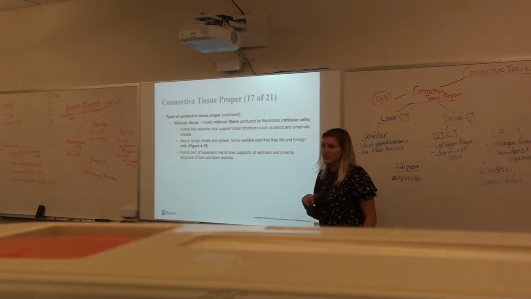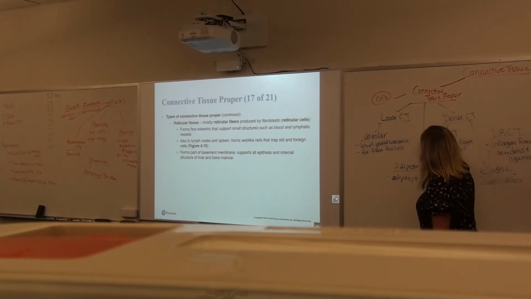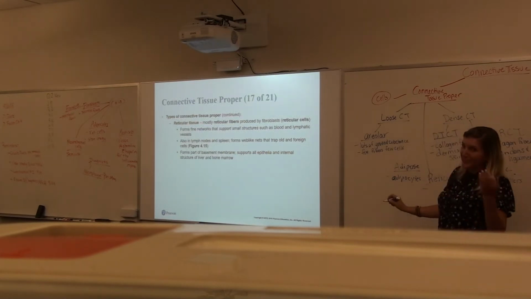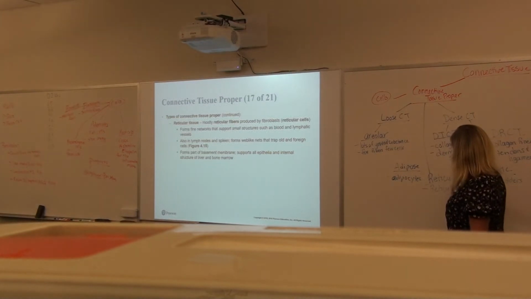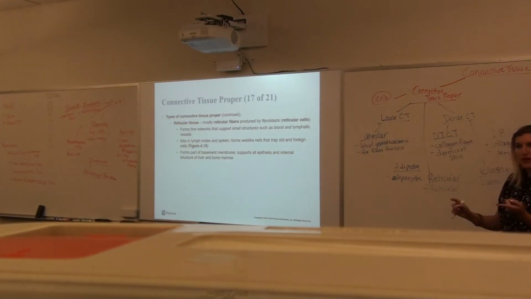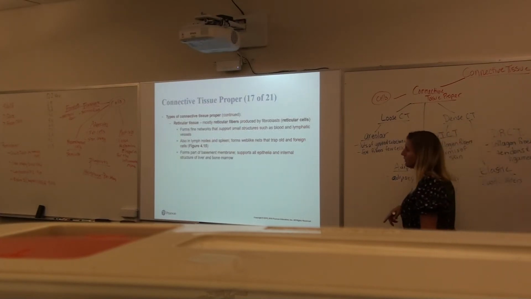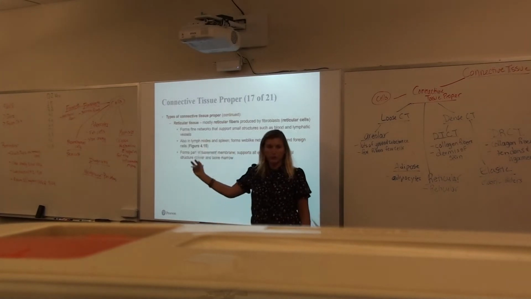Other types of connective tissue. Other than loose and dense, we have reticular tissue, which is dominated by reticular fibers. We have three types of fibers: collagen, elastic, and reticular. So reticular tissue is surrounding organs like our spleen and our lymph nodes.